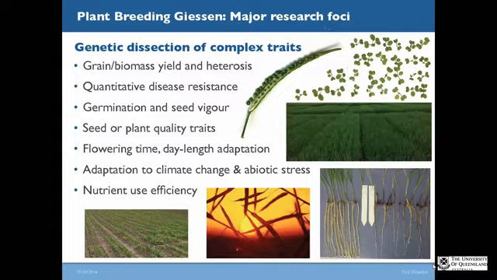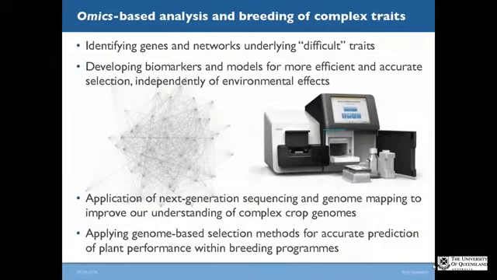Very important for European agriculture is nutrient use efficiency, so we're facing much stronger restrictions on inputs in agriculture, which means that we really have to focus, especially in canola, for example, on nitrogen use efficiency.